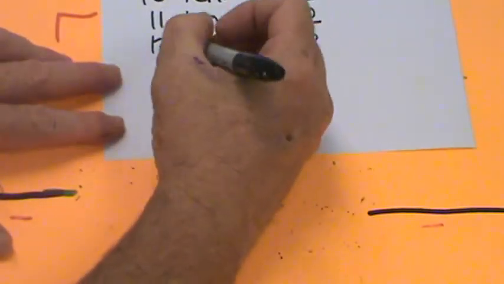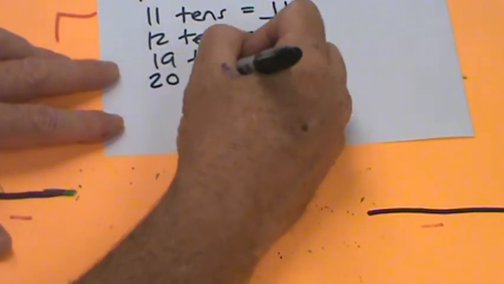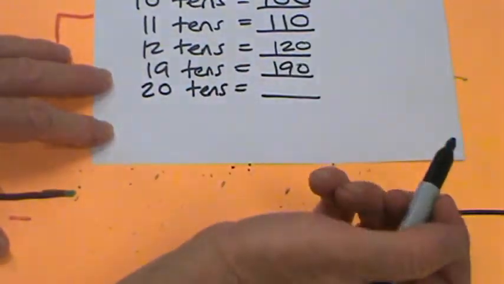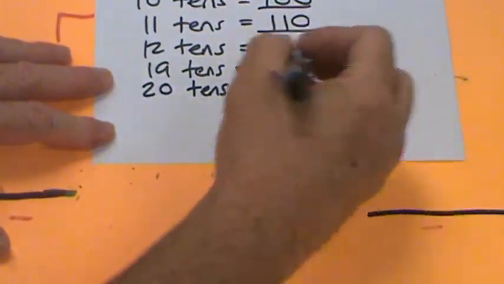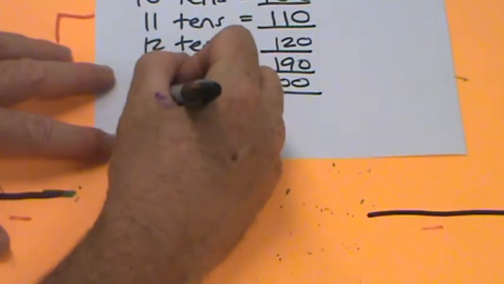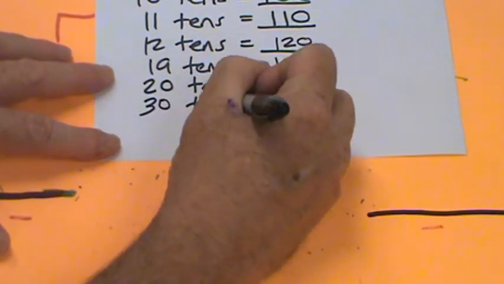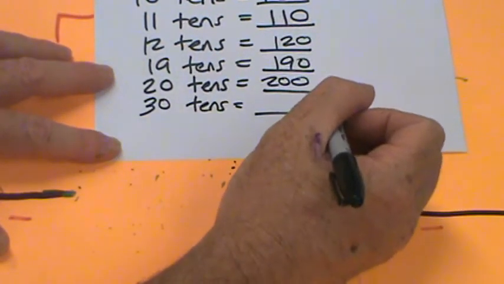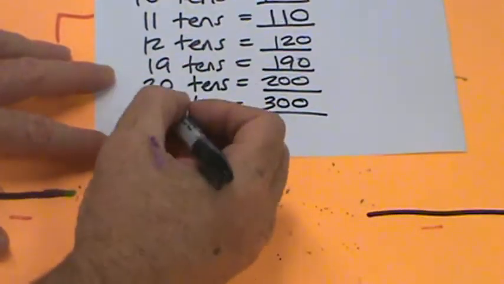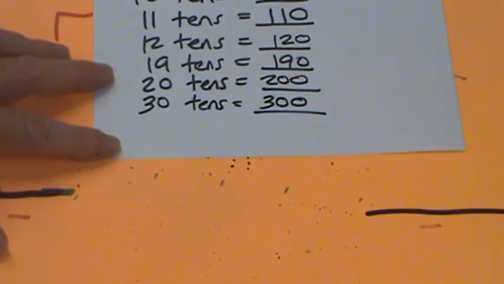How about 20 tens? Well, if 10 tens equaled 100, 20 tens would equal what? Yeah, 200. We just have the 20 plus a 0. That's 20 tens. And look at this math magic. 30 tens equals what? Well, that would equal 300 even. So 30 tens equals 300.